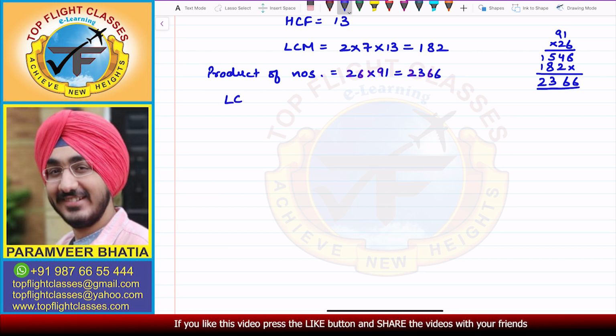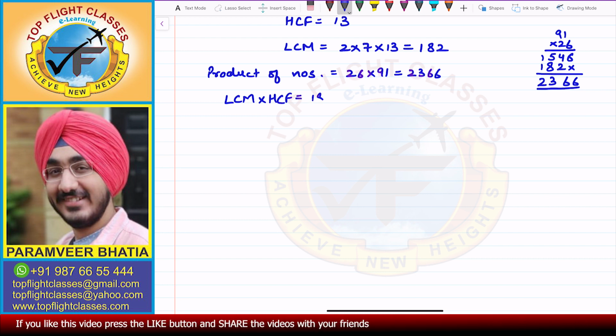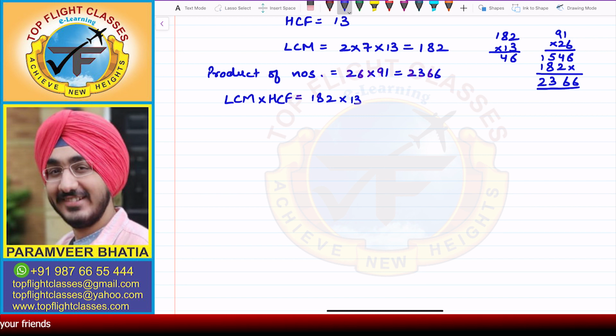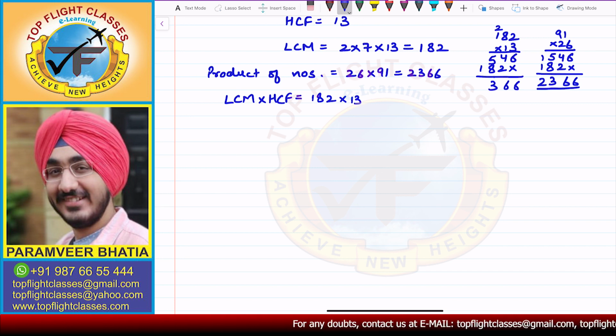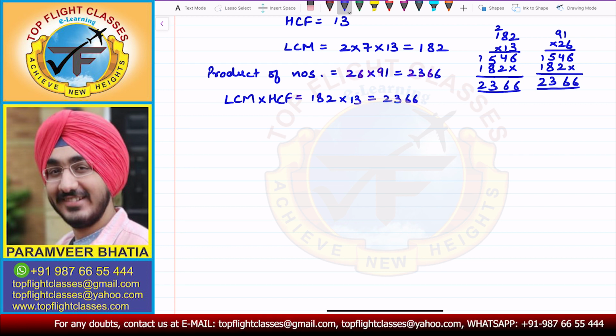And then LCM multiplied by HCF, that is basically 182 into 13. So 182 multiplied by 13. 3 2s are 6, 3 8s are 24, 2 goes up, 3 1s are 3, plus 2 is 5. So 546, and this is multiplied by 182. When you add them, you will get 6, 6, 3 and 2. So 2366. So hence you have verified.